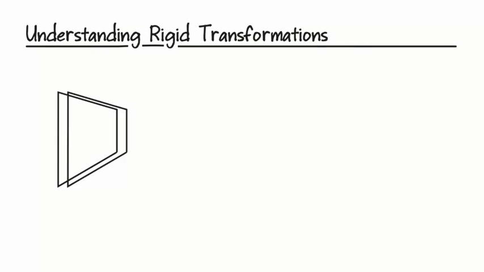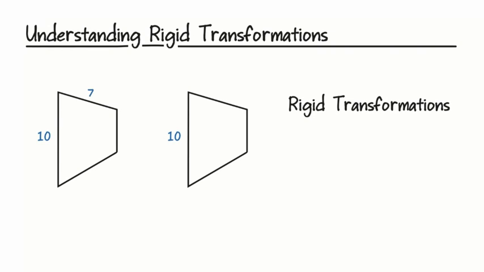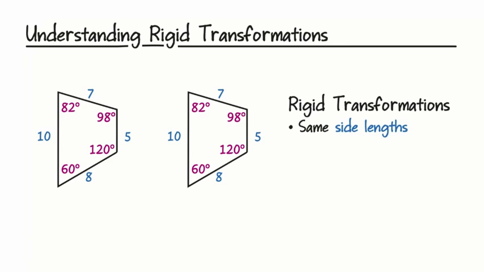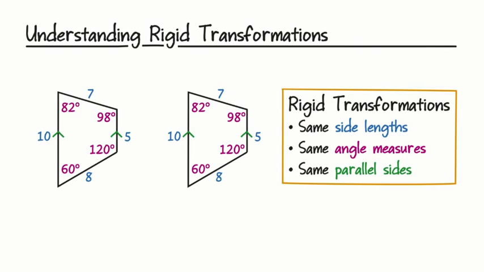Rotations, reflections, and translations are all examples of rigid transformations. Students observe that, after a rigid transformation, a figure and its image are the same shape and size, and they verify these observations by measuring. They see that corresponding sides have the same length, and corresponding angles have the same measure, and any parallel sides remain parallel.